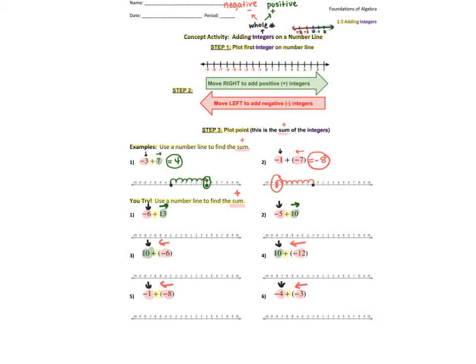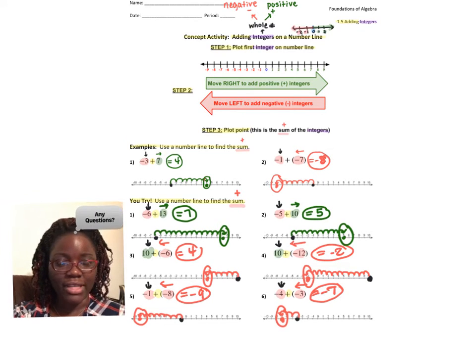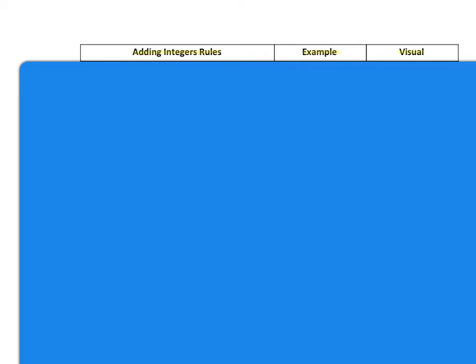Use example 1 to complete the U-Try problems 1 through 6. Look over the problems that I just completed for you and let me know if you have any questions. Now that we know how to use the number line to understand how to add integers, let's look at the actual integers rule for addition.